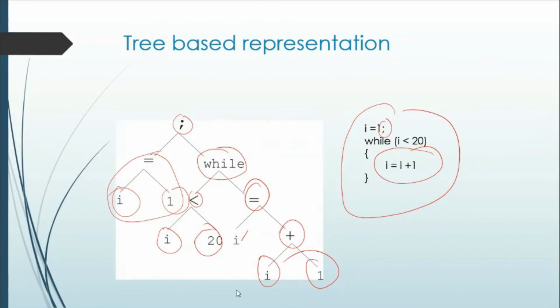That is how the programming codes can be represented in the form of a tree, that is, in the form of a syntax tree actually. So the mathematical expressions can be converted into tree-based representation, the logical expressions can be converted into tree-based representation, as well as the programming codes or program snippets can be converted into tree-based representations.